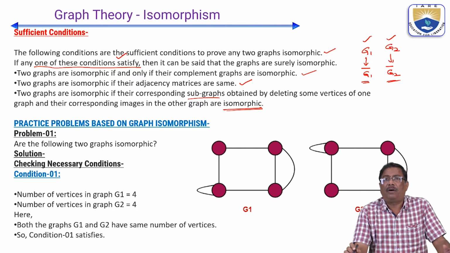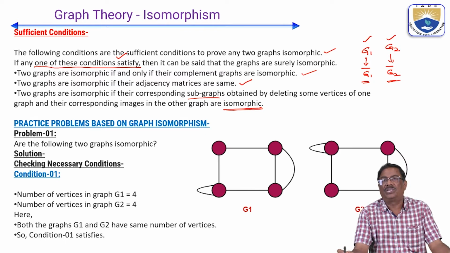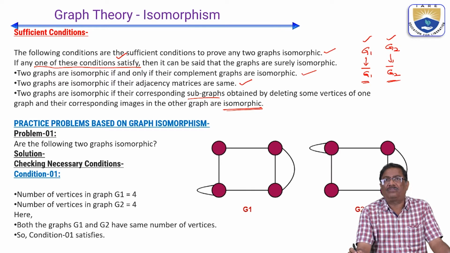Once again, among these three sufficient conditions, if any one is satisfied apart from the necessary conditions, then we can say that the graphs are isomorphic. So two graphs are isomorphic if and only if their complements are isomorphic, or if their adjacency matrices are same, or if their corresponding subgraphs obtained by deleting some vertices of one graph and their corresponding images in the other graph are isomorphic.